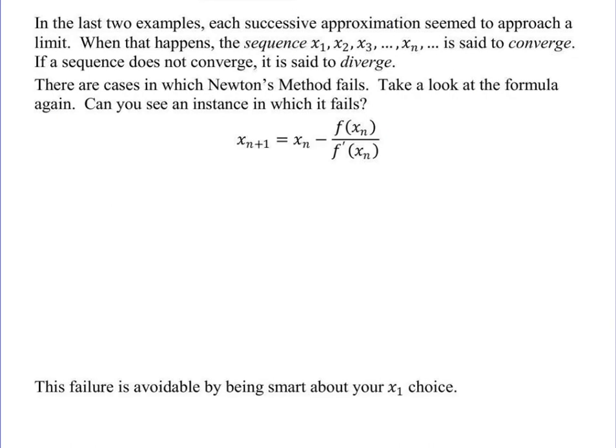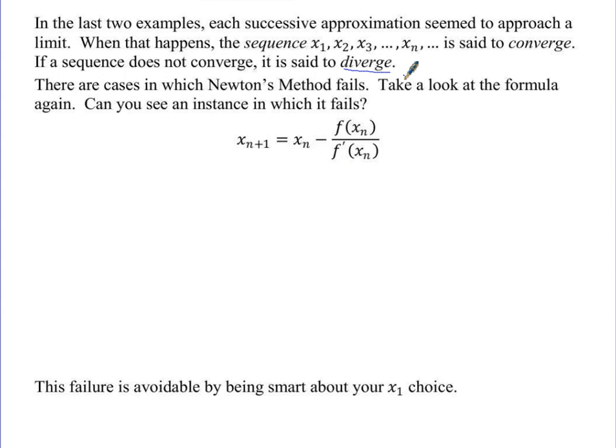A couple of cautionary things about Newton's method. Each successive approximation seems to approach a limit. When that happens, the sequence is said to converge. If you are approaching a limit that does not change in the end, then the sequence converges. If the sequence does not converge, then it diverges. It goes away from some horizontal asymptote type thing. There are cases in which Newton's method does fail.